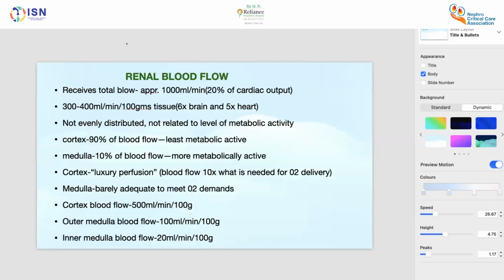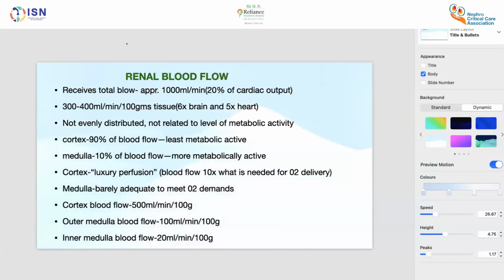The blood flow is 10 times what is needed for oxygen delivery, but this is required to maintain the perfusion pressure at the cortex in the glomerulus. The medulla has blood flow which is barely adequate to meet oxygen demands.